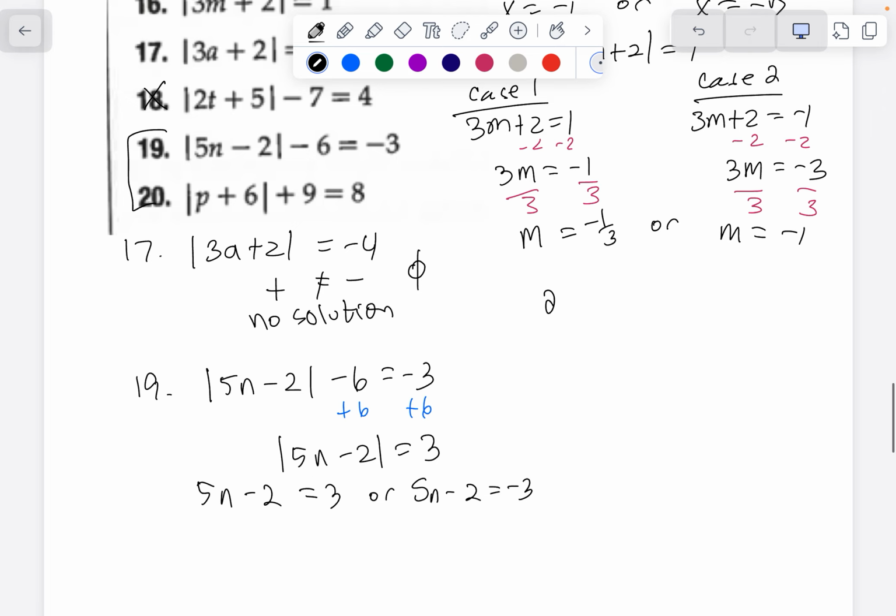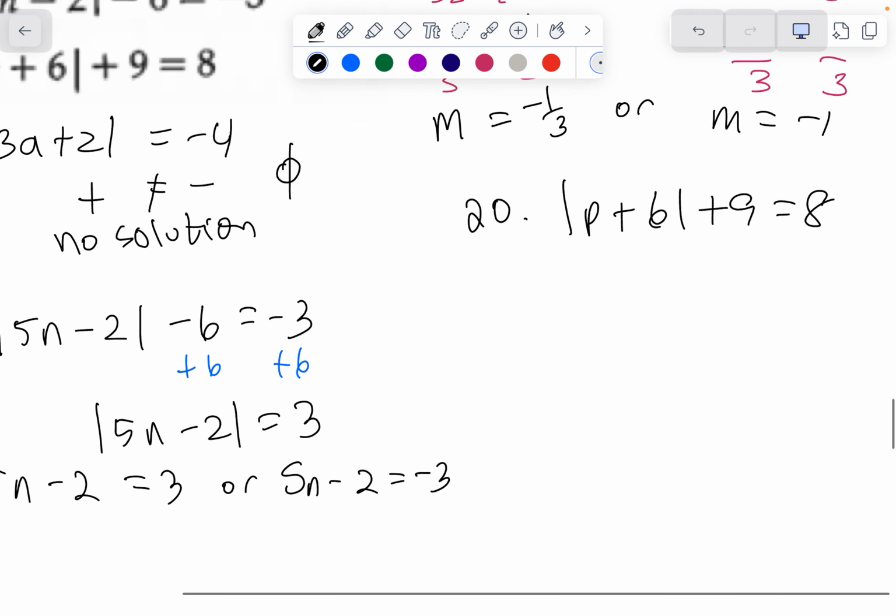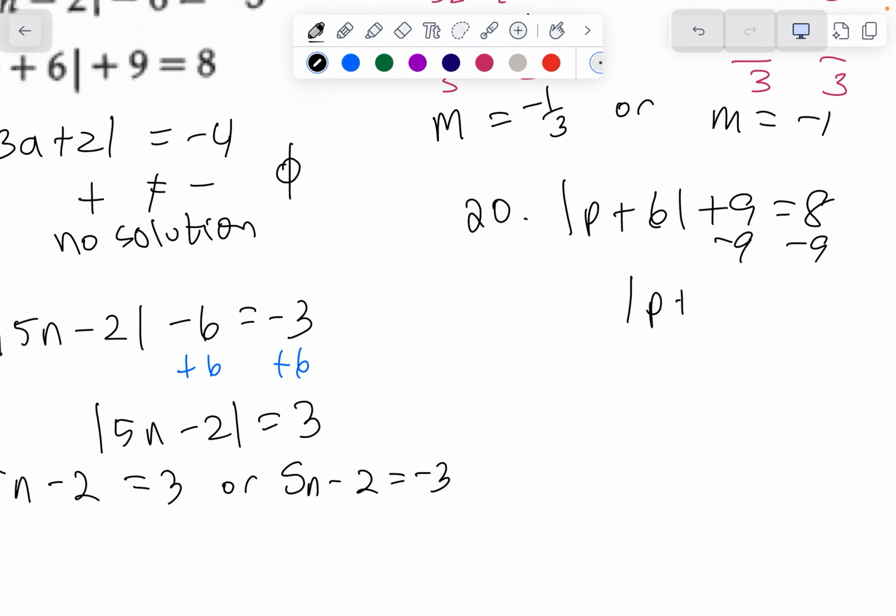Let's look at 20. Right now, it's equal to a positive. And so you're like, oh, it looks okay. Well, it's not really. Here's why. It's saying that a positive number plus 9 is equal to 8. But you have to subtract. Let's subtract 9 first. And then we get that the absolute value of p plus 6 does indeed have to equal negative, and there's no solution.